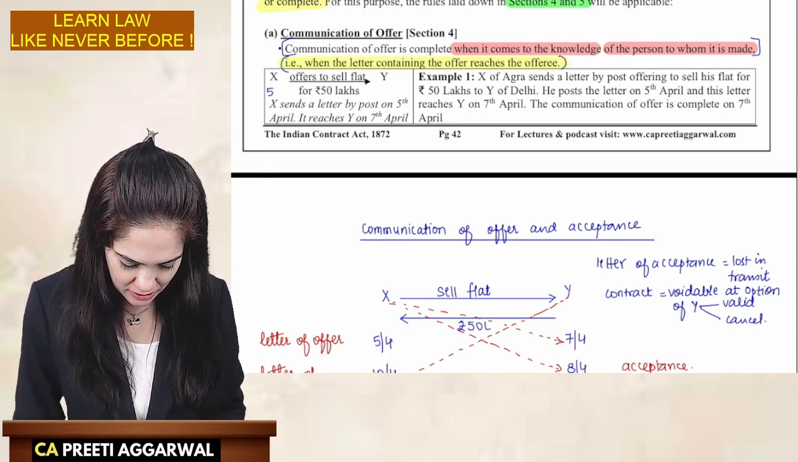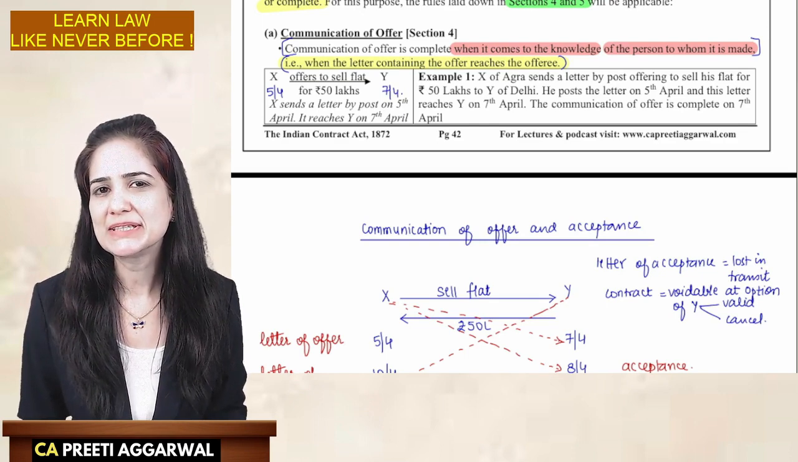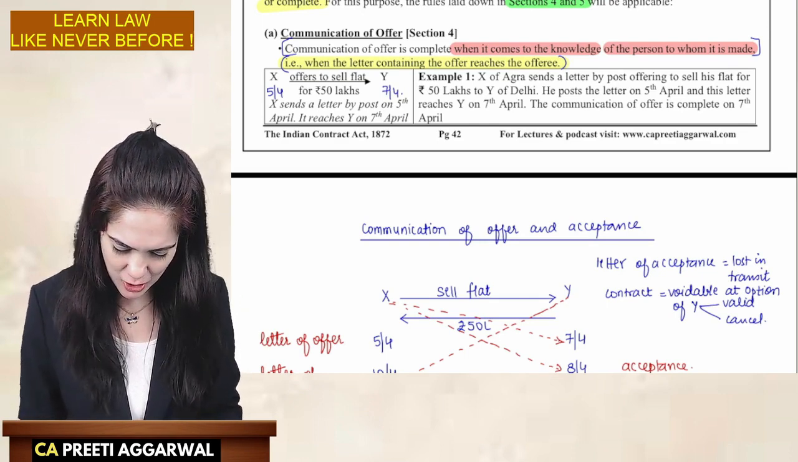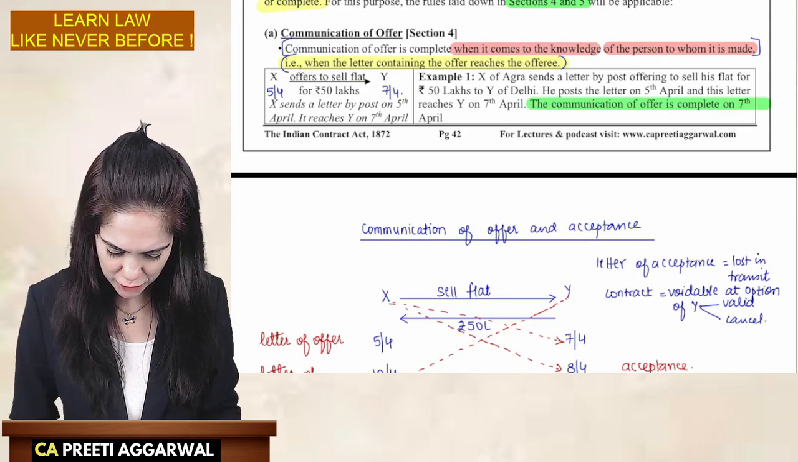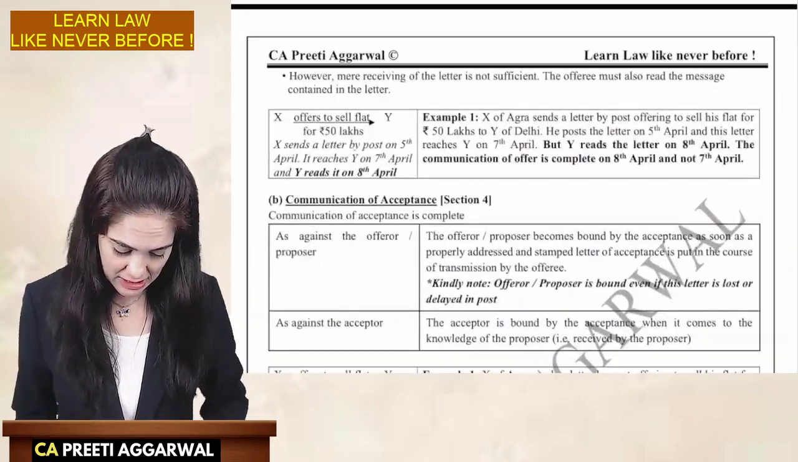He sends the letter on 5th. It reaches Y on 7th. So can you say when is the offer communicated? Can you answer it? Yes, it is communicated on 7th. The communication of offer is complete on 7th. Now let us discuss.